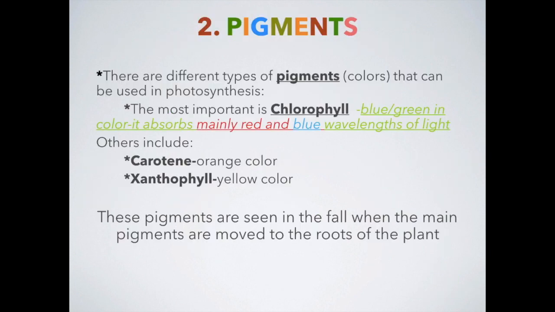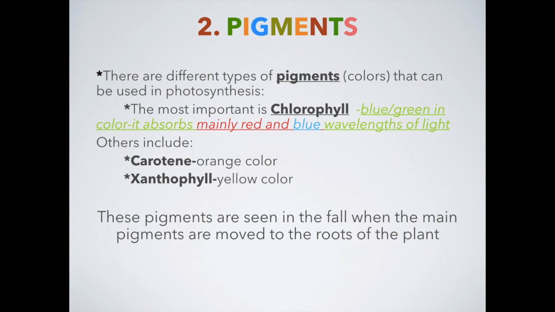Now, plants have different pigments. Not only do plants have green pigments, but they have other color pigments. The green pigment is called chlorophyll, but the other pigments are carotenoids, such as carotene, which gives you an orange color, or xanthophyll. Xanthophyll is a yellow color. Now, the carotene and the xanthophyll, basically, these show up in the fall time.